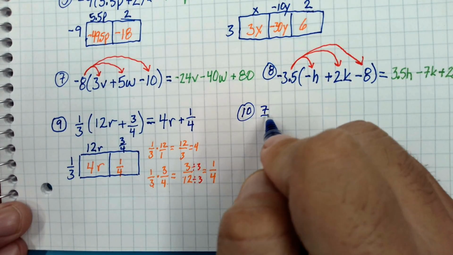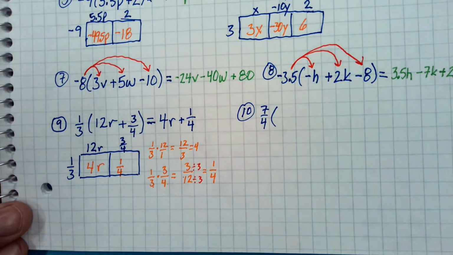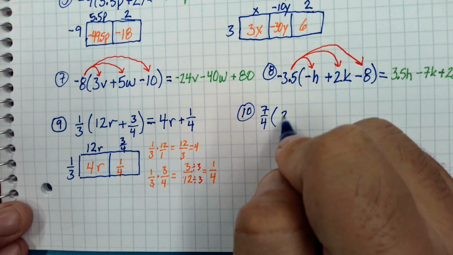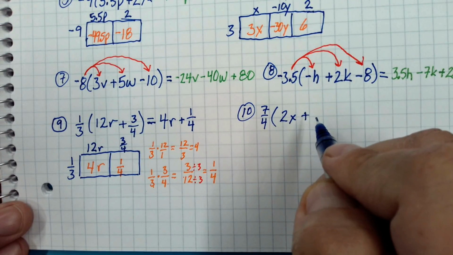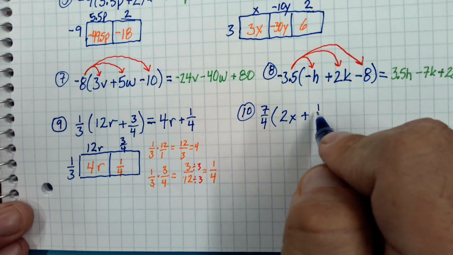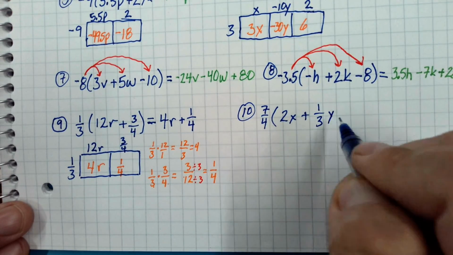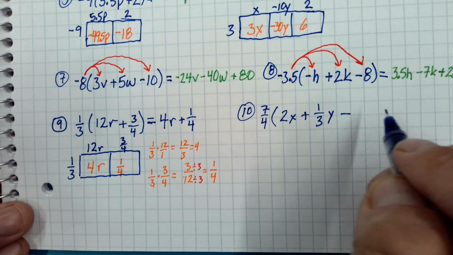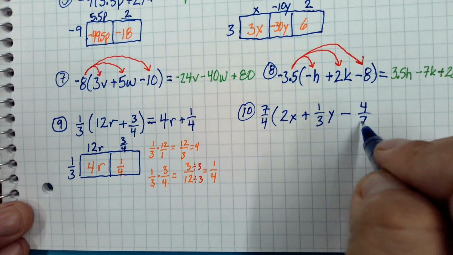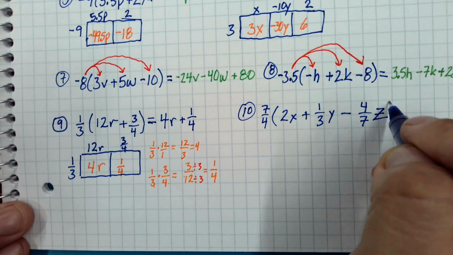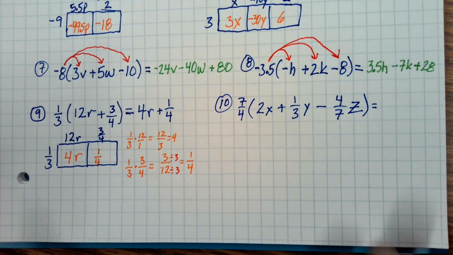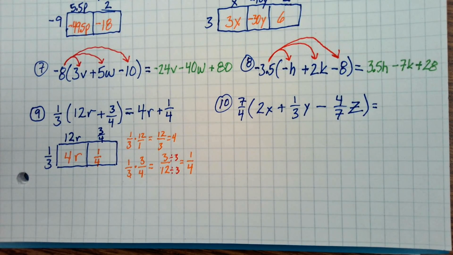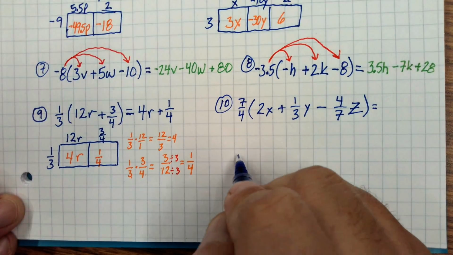7/4. And this one's going to have 3 terms. 7/4 times 2x plus 1/3 y minus 4/7 z. Gonna really try to fit it all in there. Okay, so lots of fractions, right? It's okay. We can do this.